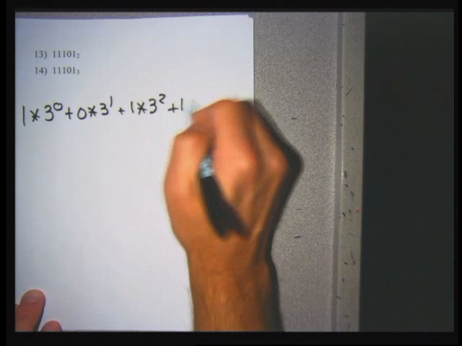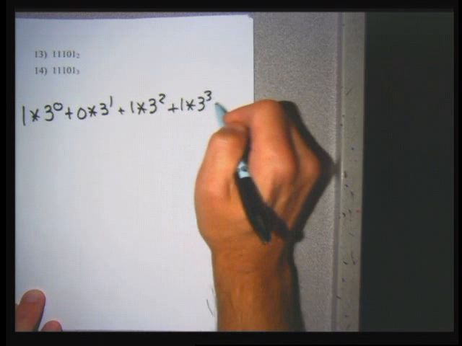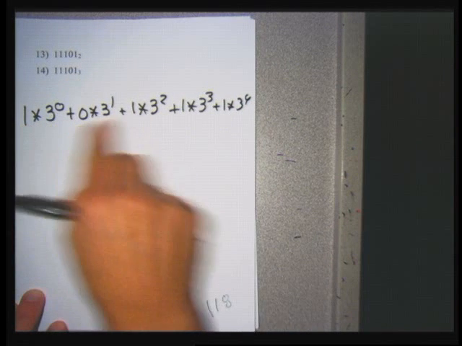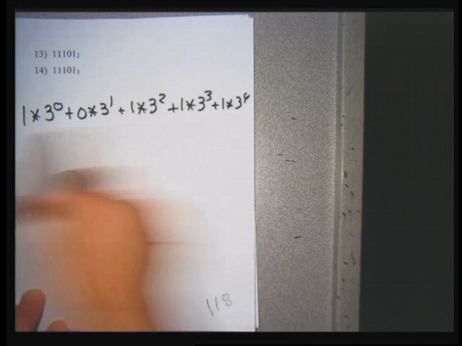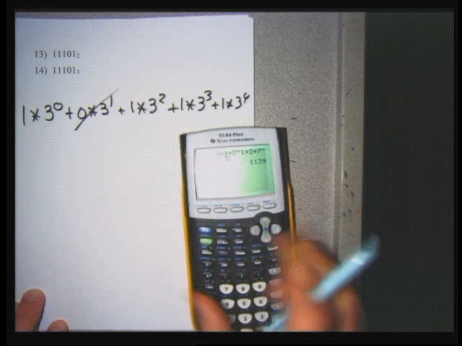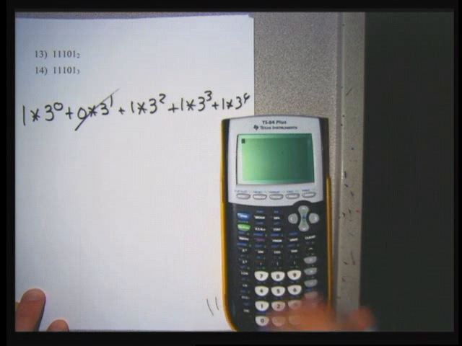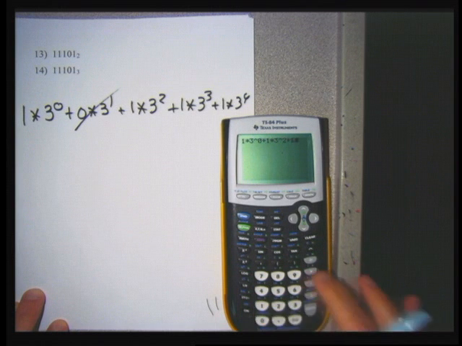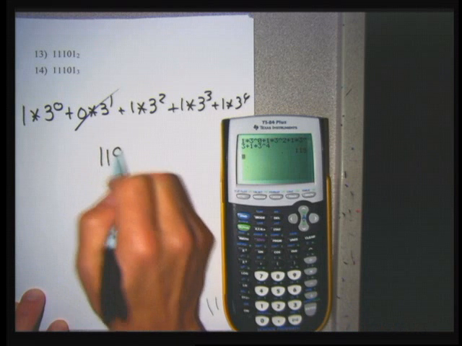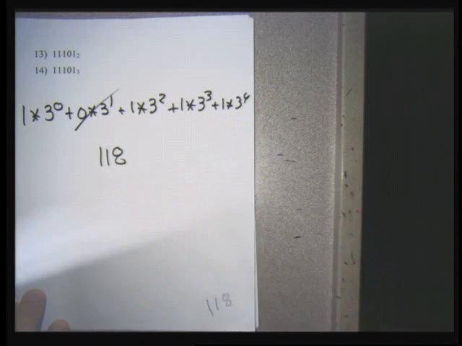Yours should look just like mine, other than instead of having 3s, you're going to have 2s. So I did 1, 0, 1, 1, 1, wrote it backwards, put times 3 to a power next to each, and then I won't do that one on my calculator. It's not necessary. It's equal to 0. So 1 times 3 up arrow 0 plus 1 times 3 up arrow 2 plus 1 times 3 up arrow 3 plus 1 times 3 up arrow 4 equals 118. And that's exactly what it's supposed to equal.